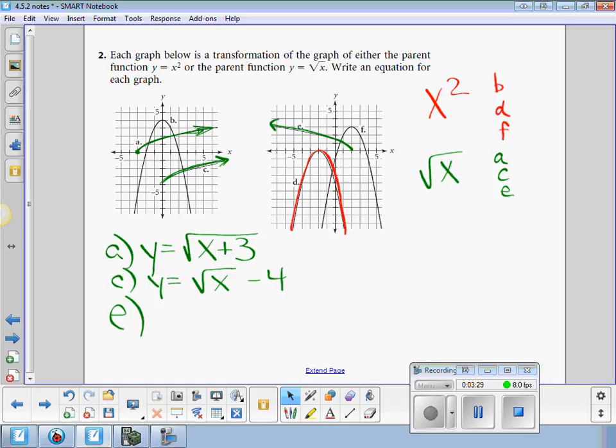E, however, doesn't look right. So A and C were both walking in a normal direction. You know what I'm saying? Like they're pointing to the right. What's different about E? It's pointing backwards. So the first step in identifying its equation would be, how do you make the square root point the other way? Because there's point the other way and there's point the other way. Good. Negative inside, negative outside. Which one's this? Negative inside. However, that's not all.